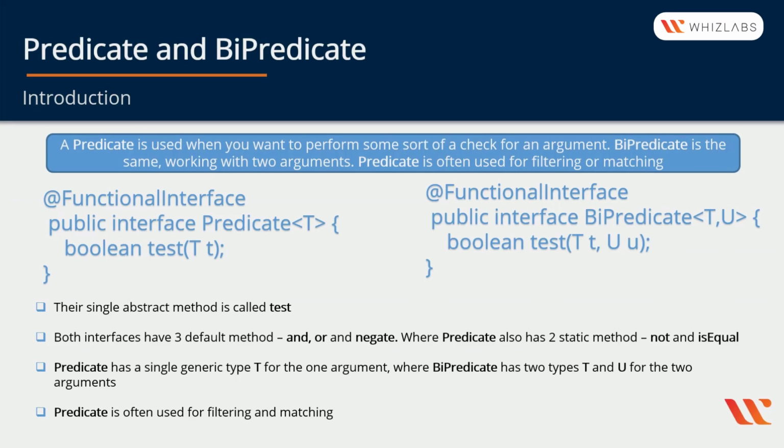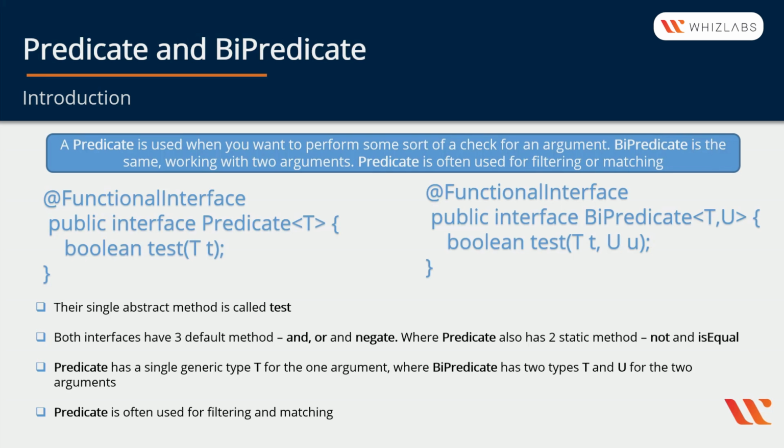Hello! In this lecture, we'll continue our presentation of the built-in functional interfaces that Java provides with Java 8, with Predicate and BiPredicate. A predicate is used when you want to perform some sort of check for an argument. BiPredicate is the same, but working with two arguments. Both of them are often used for filtering and matching, especially Predicate. Their single abstract method is called test.